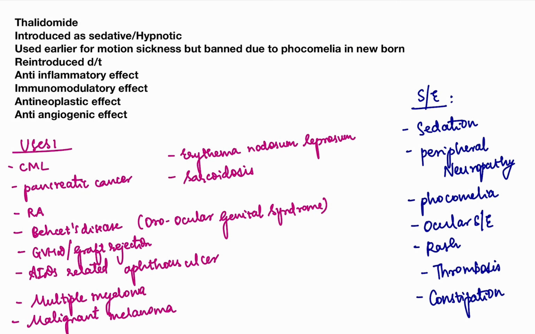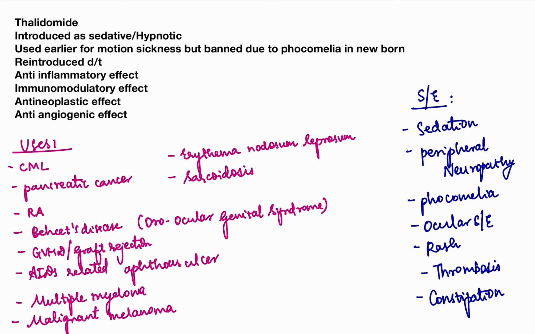Let's learn about an important drug, which is thalidomide. It was previously used for motion sickness, but banned because of phocomelia, and is now reintroduced because of its anti-inflammatory, immunomodulatory, anti-neoplastic, and anti-angiogenic effects. It was actually introduced as a sedative hypnotic.